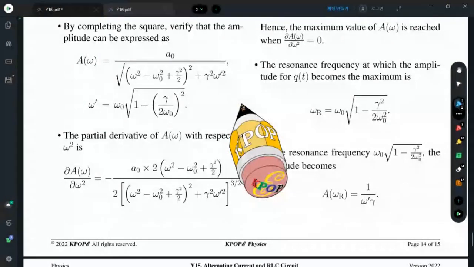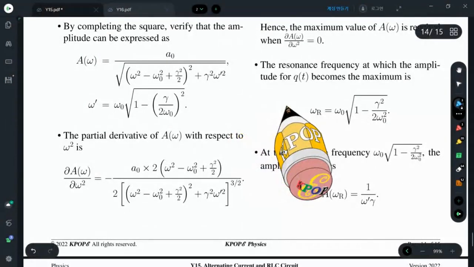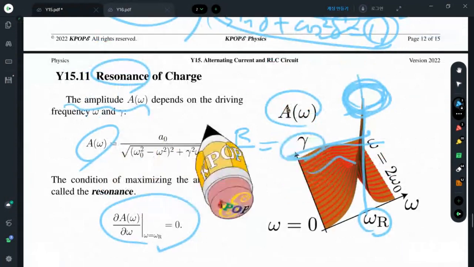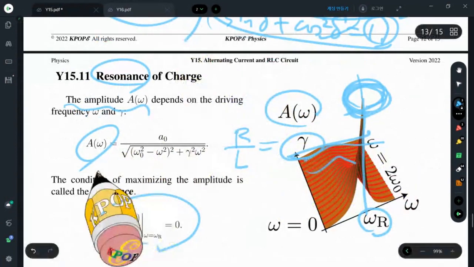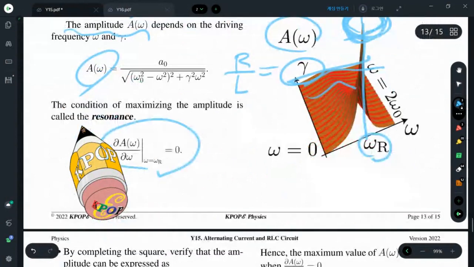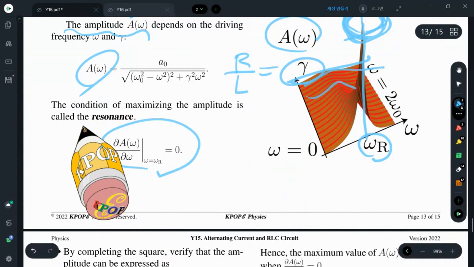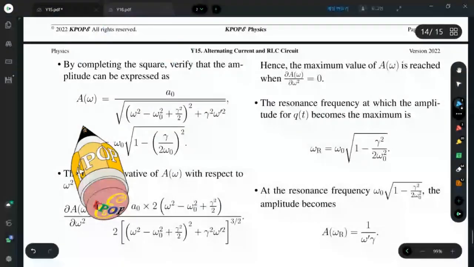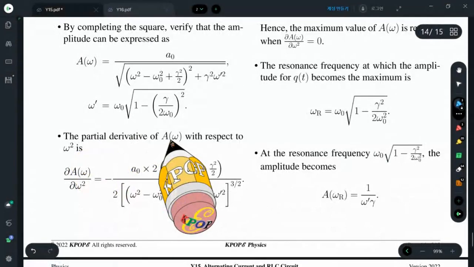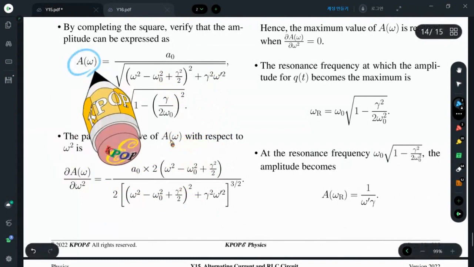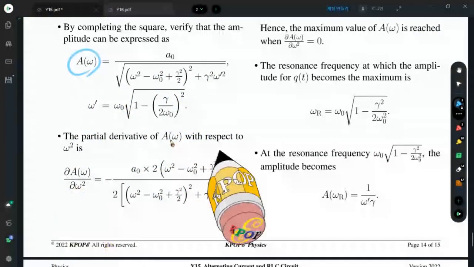So in the case of current, this is the amplitude for the charge Q that corresponds to the displacement in the simple harmonic oscillator. But if we consider a circuit, we are more interested in the current rather than the charge saved inside the capacitor. So current is equivalent to the velocity in a simple harmonic oscillator. The resonance of the amplitude A and the resonance of the amplitude A for the current are different.